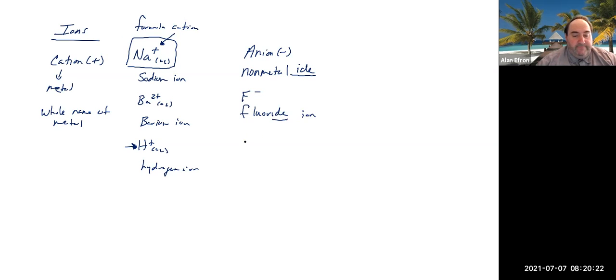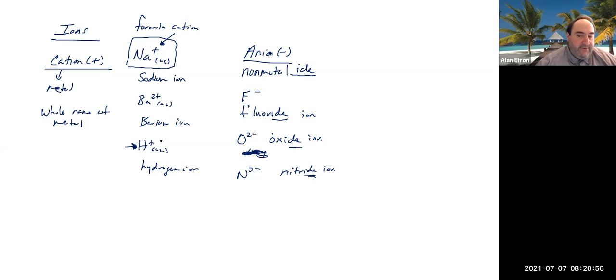If we had O2-, that would be oxygen, dropping the last part there, maybe even a little bit more. Actually, let me spell it right since we're talking about naming. It would be the oxide ion, -ide. If you had N3-, that would be the nitride ion, from nitrogen, obviously. So anions are a little bit different. They get the -ide treatment at the end. You drop a little bit of the regular name, and we add -ide.